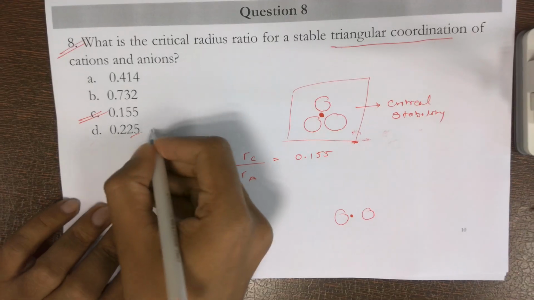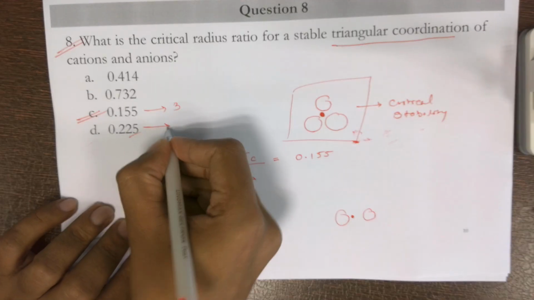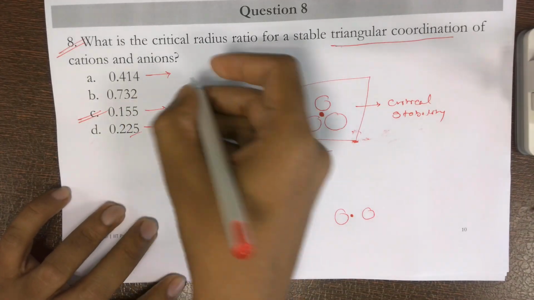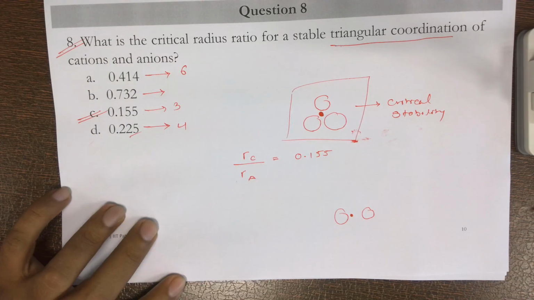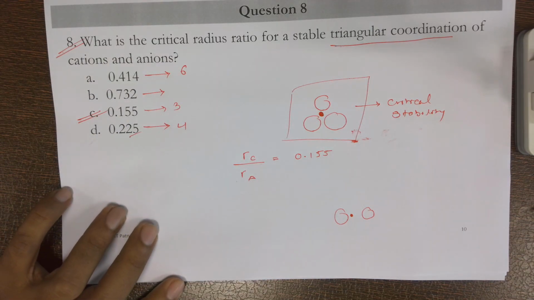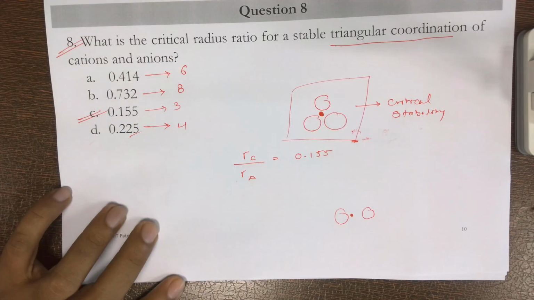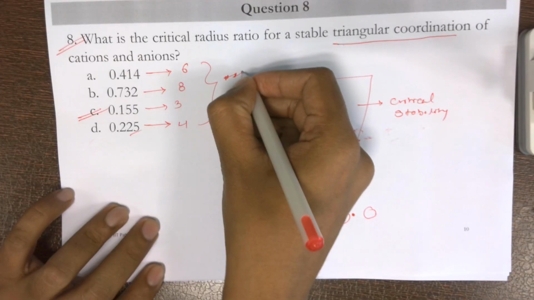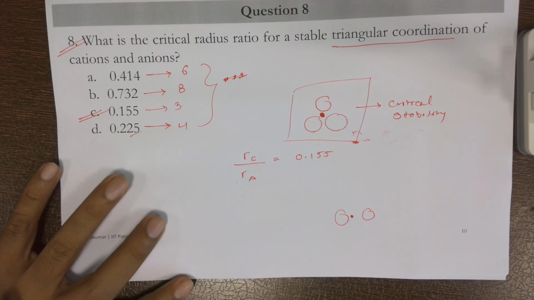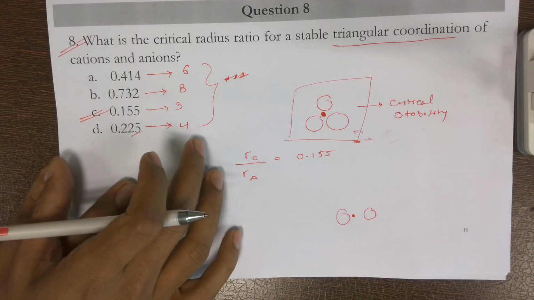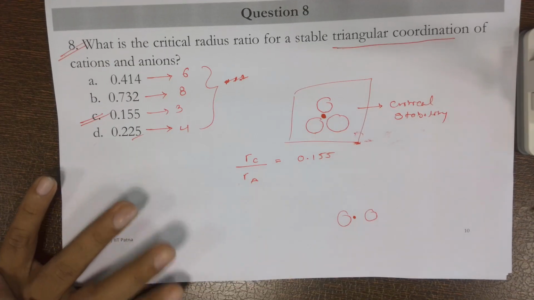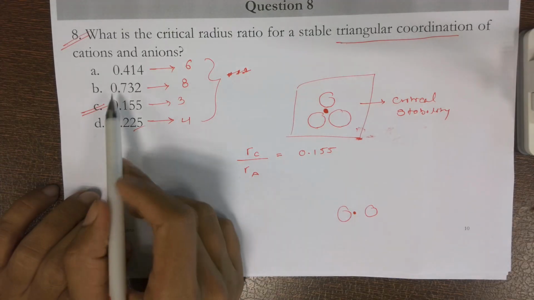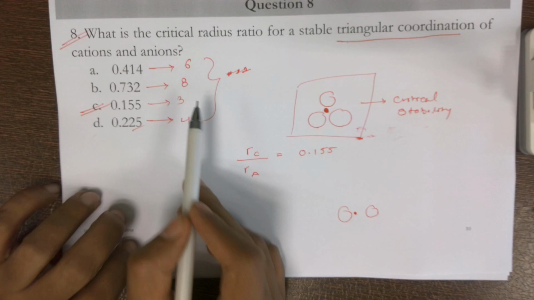Next, here the coordination was more than that, so the coordination number will be 4. More than this we will get the octahedral coordination 6, and this 0.732 will get the cubic coordination 8. So we'll remember this; it is very important. It is very possible that the ratio rC by rA is more than this.